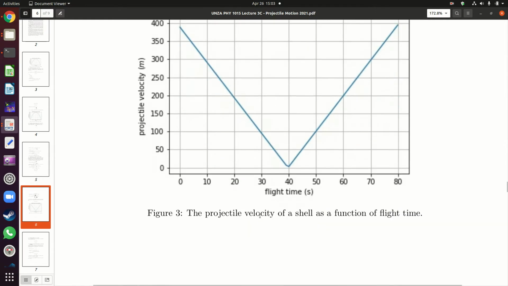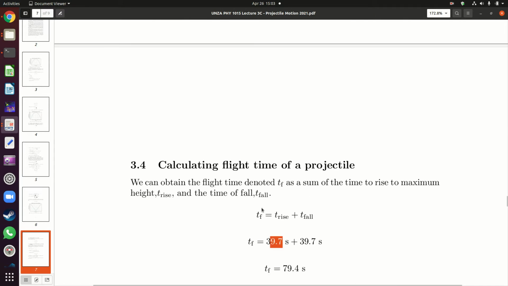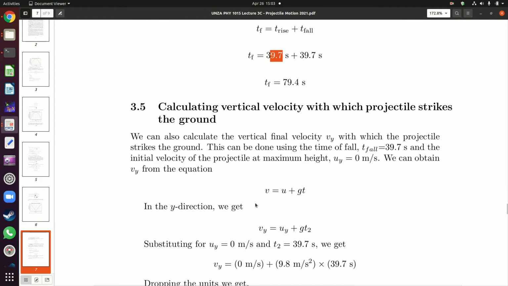Now, for you to work out the range, you need to know how much time your projectile has spent in the air. So flight time always has to be known if you're going to work out range. Before we do the range business, we want to find out the velocity with which the projectile strikes the ground in the y direction.